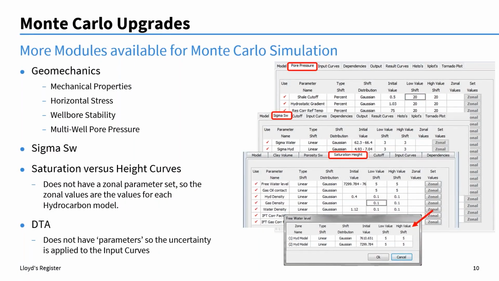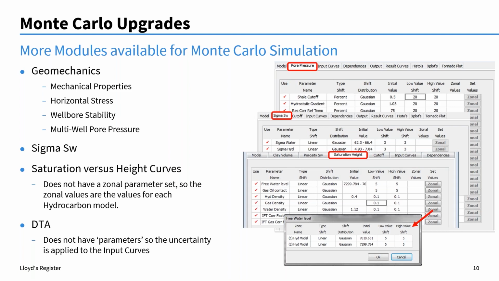Monte Carlo has had quite a lot of work done. There's 3 significant upgrades coming to Monte Carlo. The first of those is we've added a lot more of the workflows that you can now Monte Carlo. Very importantly, we've added in geomechanics. So all of the zonal parameter sets aspects of geomechanics, you can now Monte Carlo those. And Frans will talk a little bit more about that later.